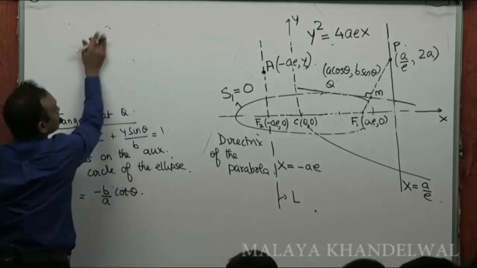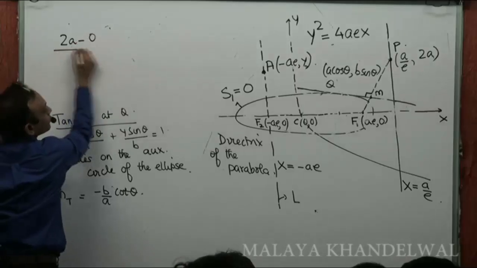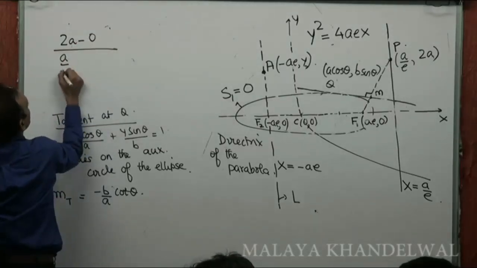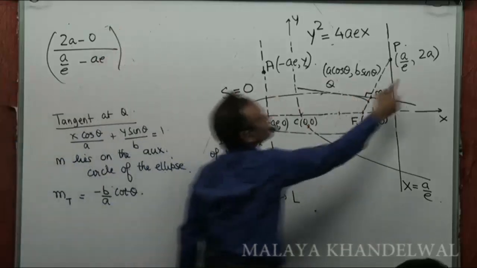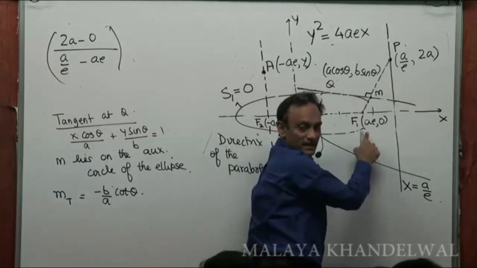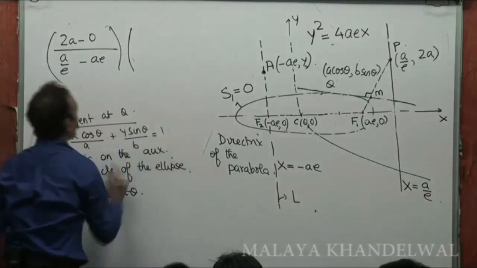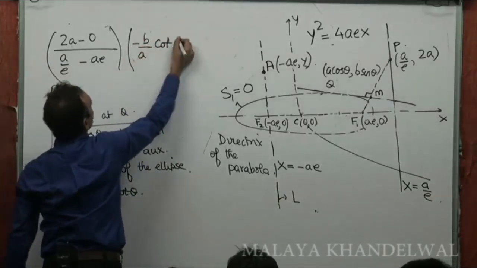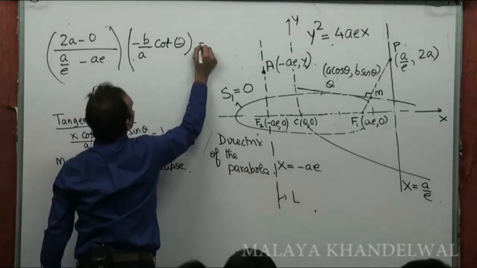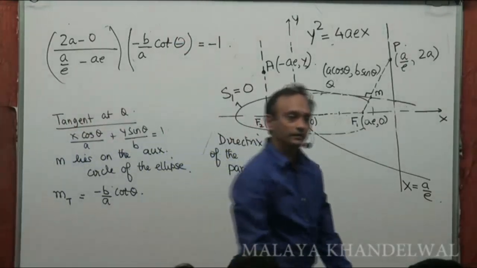So 2a minus 0 divided by a by e minus ae, that's the slope of this line, into minus b by a cot theta, which is the slope of the tangent. That must be -1, right?